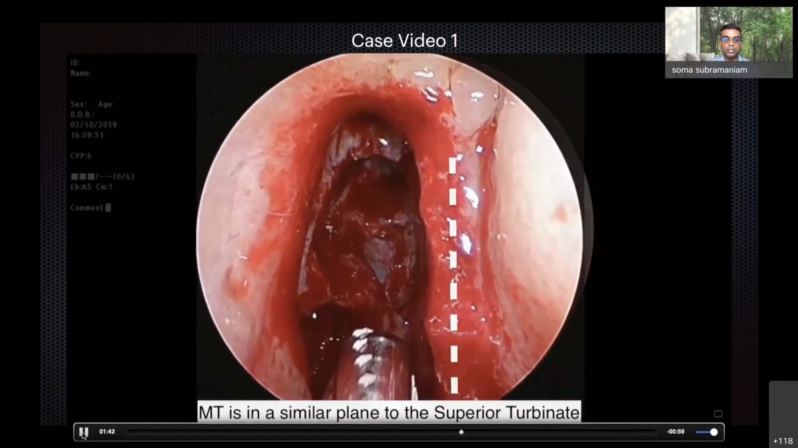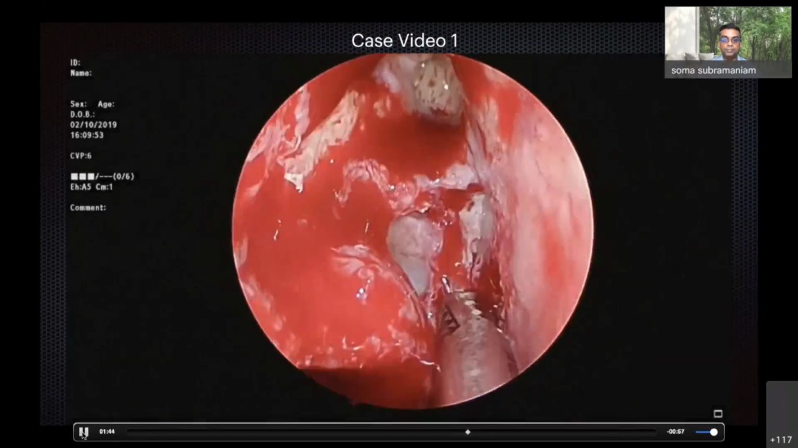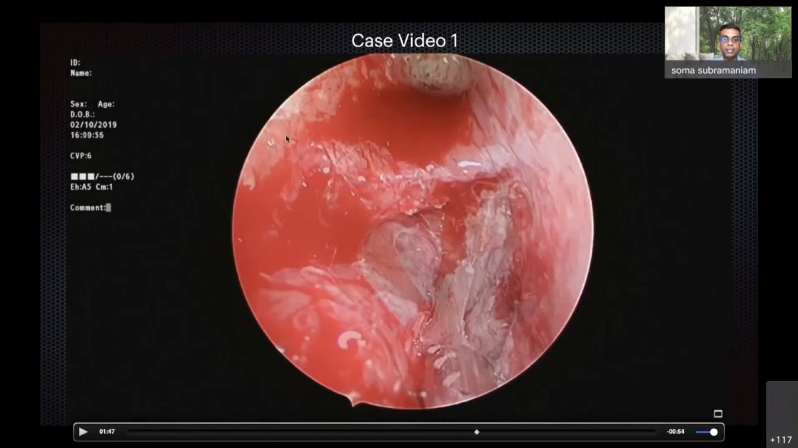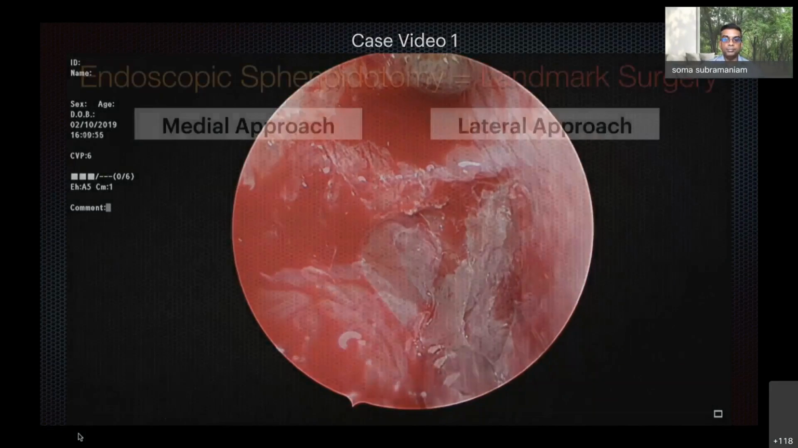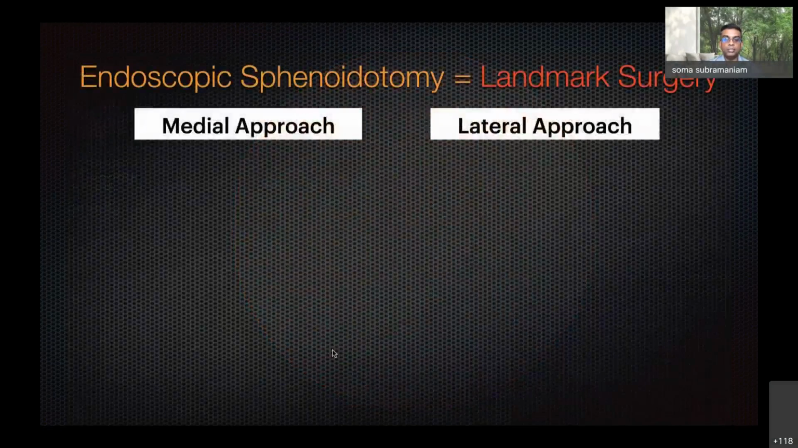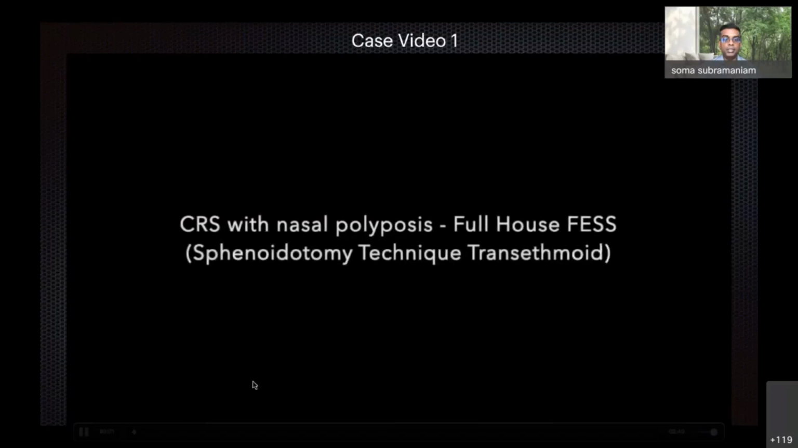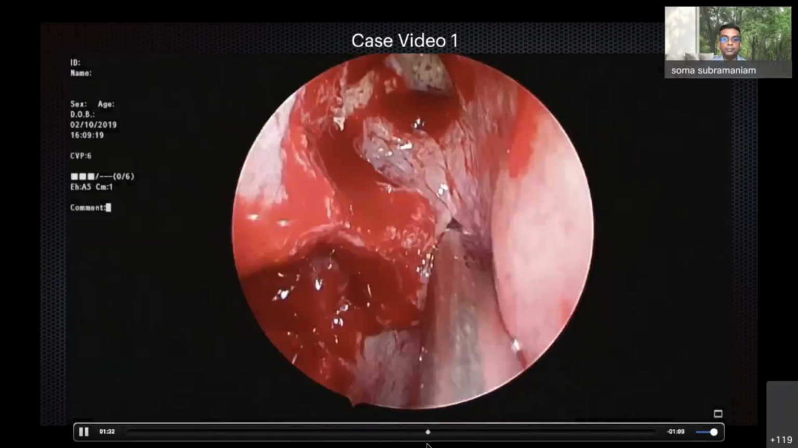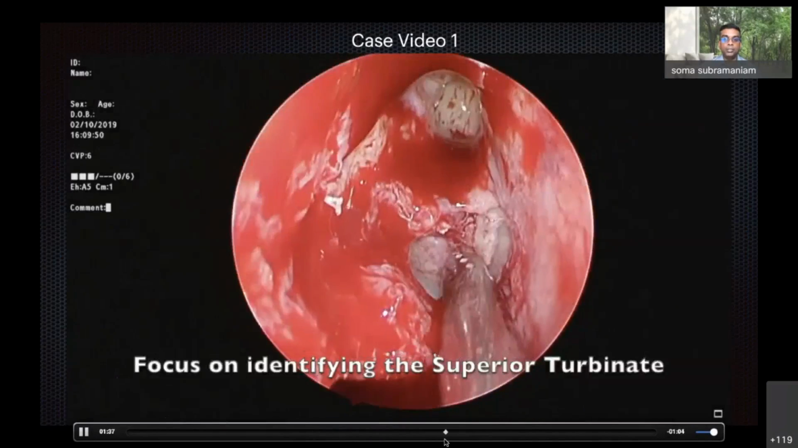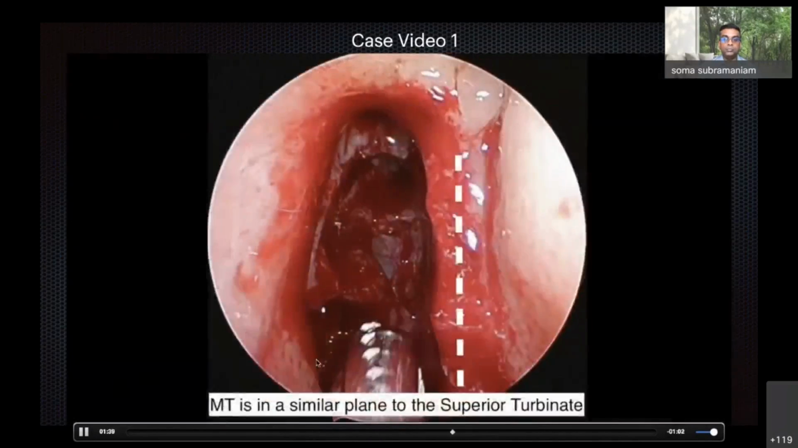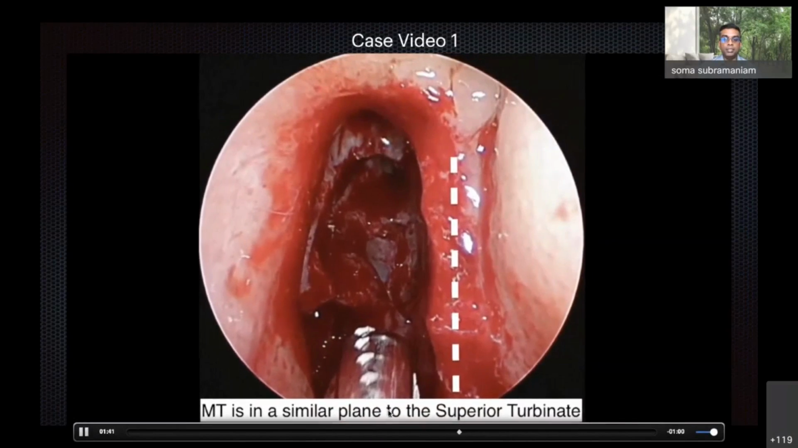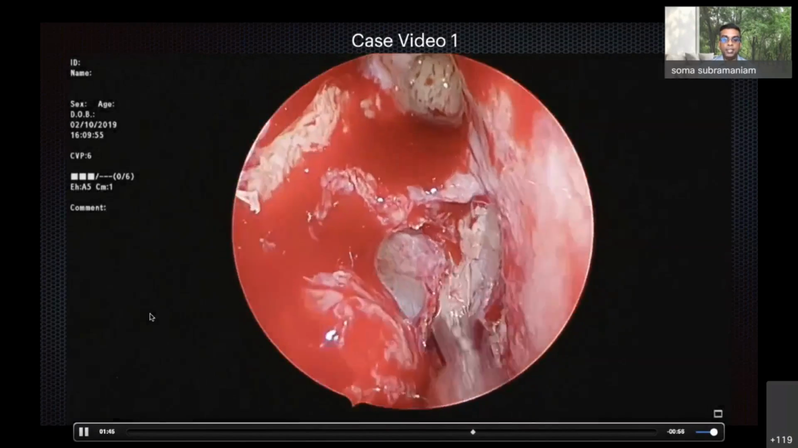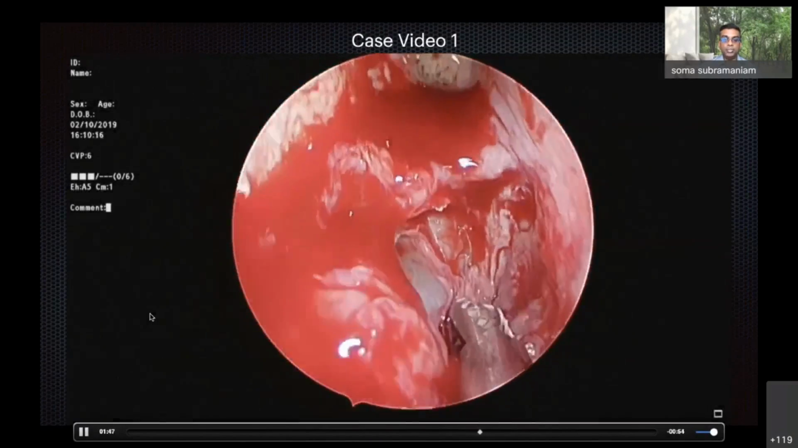All right, so let's go back in there again. And the shaver is very medial, the skull base is up there, and the orbit is lateral. Okay, sorry, skipped through that. Let me bring you back there again. So this is the plane of the middle turbinate. So now when the shaver is in there, I'm looking very closely to see where the superior turbinate is.